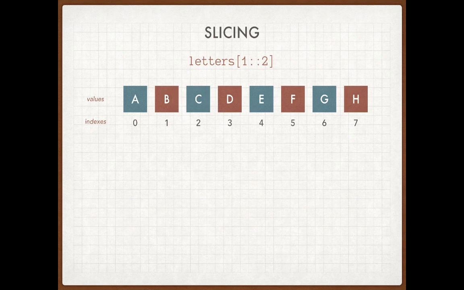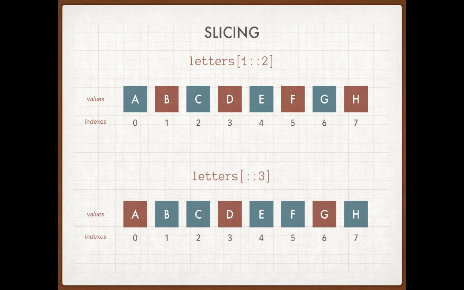Here's another example. So letters 1, colon, colon, 2. Remember, start, stop, step. So what I'm asking for now is a slice of the letters list that starts at element 1 and it's missing a stop, so therefore go all the way to the end of the list, but it has a step of 2. So I start at element 1, I take every second element all the way to the end of the list. That gives me 1 and 3 and 5 and 7, or B and D and F and H.